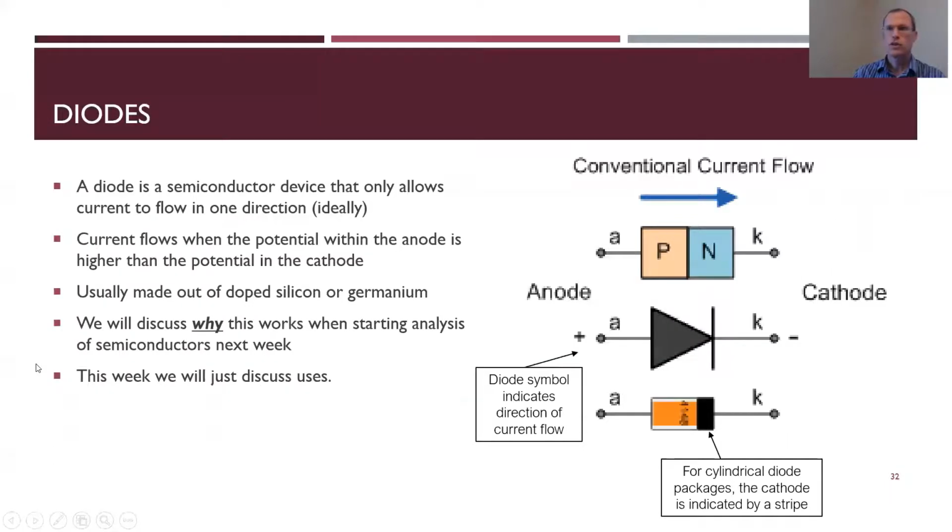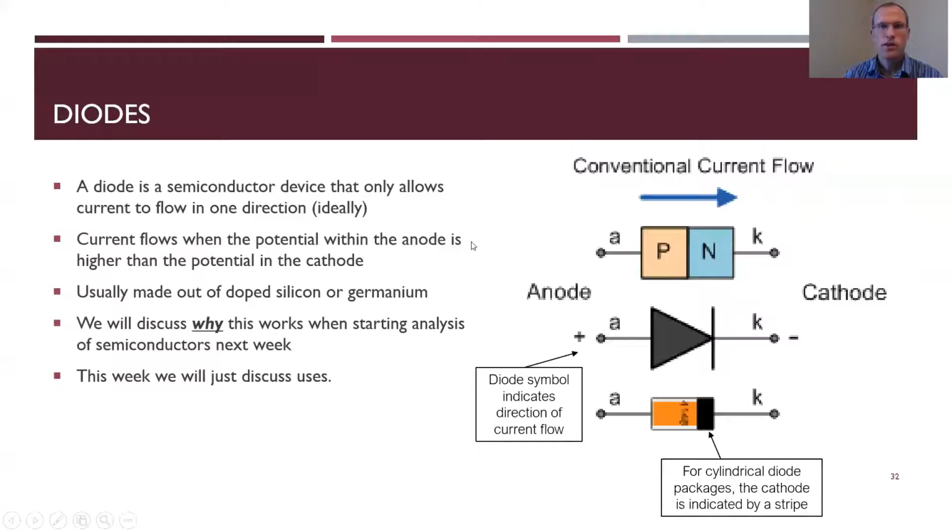So those are transformers. The last thing to deal with today is diodes. A diode is a semiconductor device. We'll talk a lot more about semiconductors next week. But a diode allows current to flow in only one direction. That's ideally, of course.